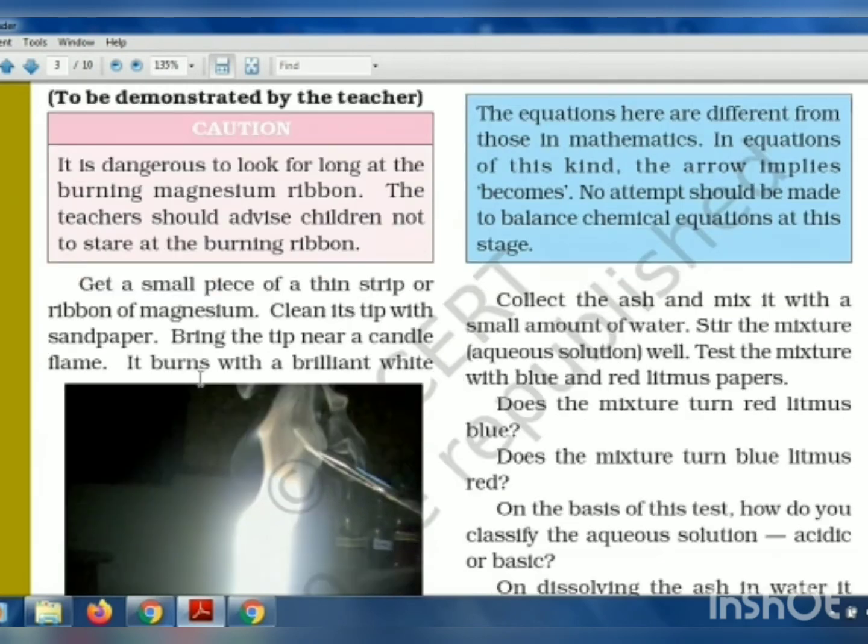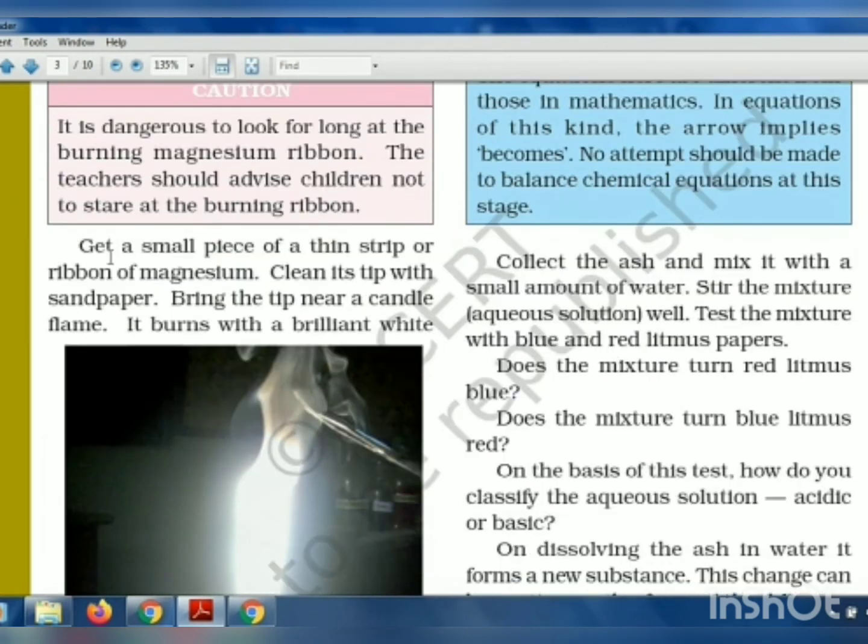Now, the first activity they have given: get a small piece of thin strip or ribbon of magnesium. Clean its tip with sandpaper. Sandpaper is a rough paper which you must have seen when a house is painted. They rub the wall with a rough paper so that all the paint that is applied on the wall gets cleaned off properly. And when they paint it again, it does not create a problem, and double layers don't form up. So that is a sandpaper. Clean it properly with the sandpaper.